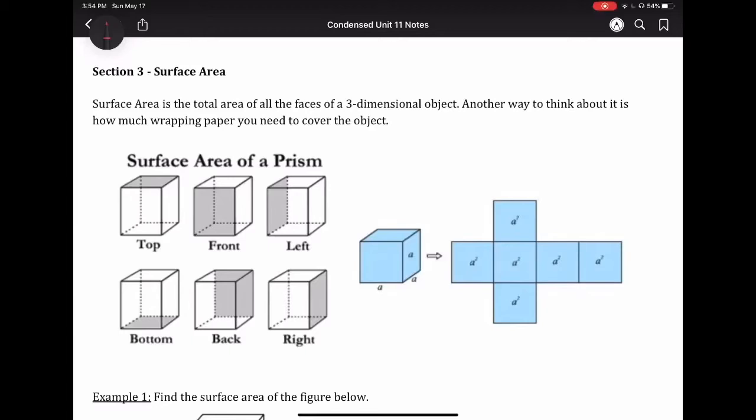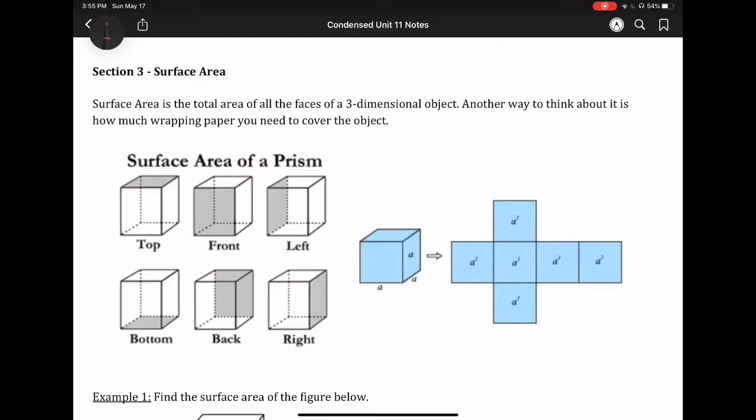Hello everyone, today we are continuing our 3D geometry unit with section 2, which is all about surface area. Surface area is the total area of all the faces of a three-dimensional object. Another way to think about that might be how much wrapping paper you would need to cover the object.